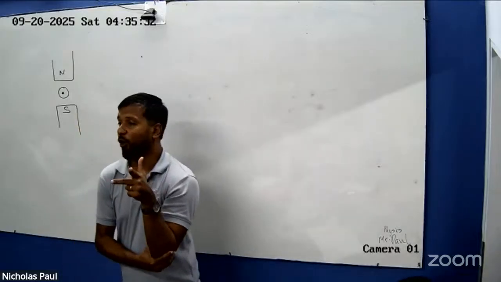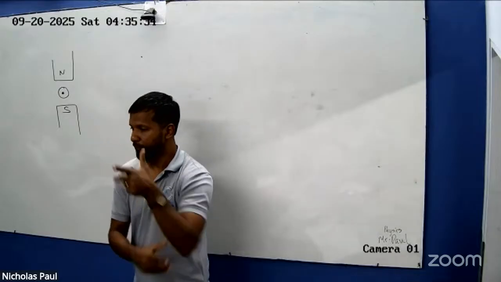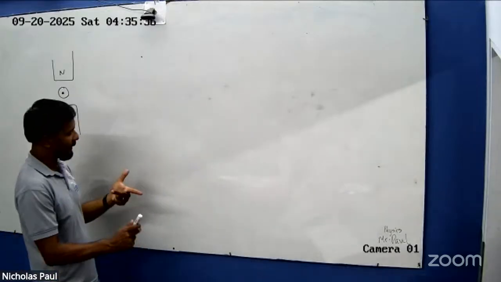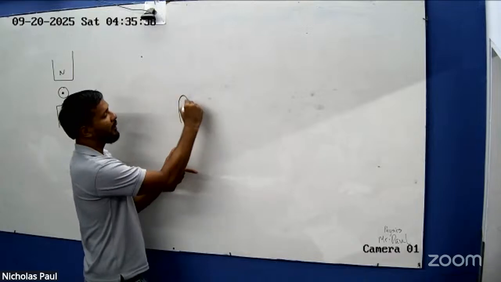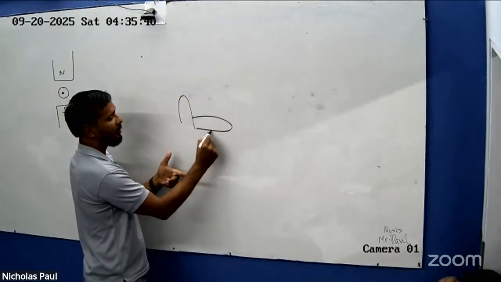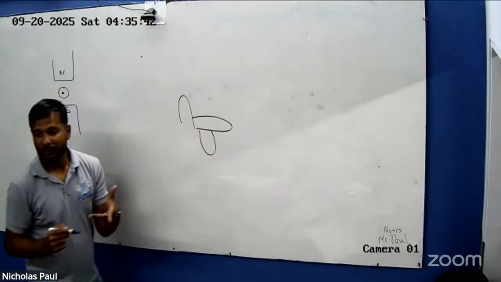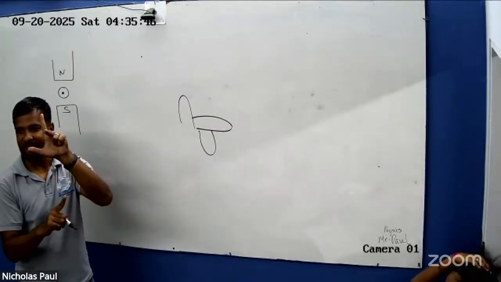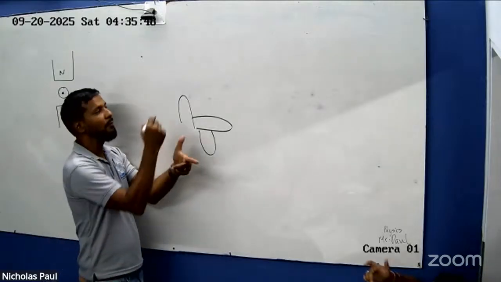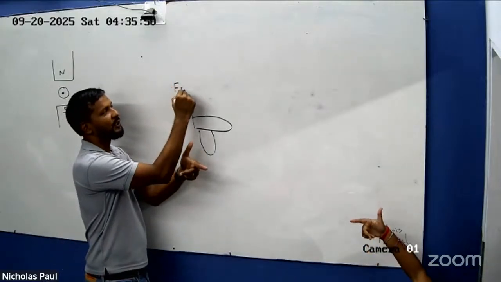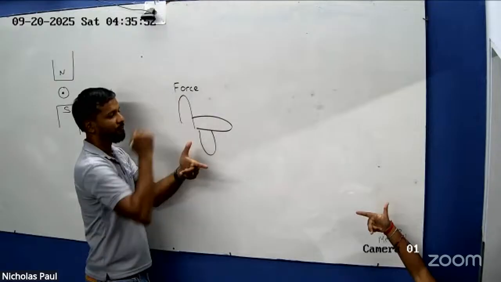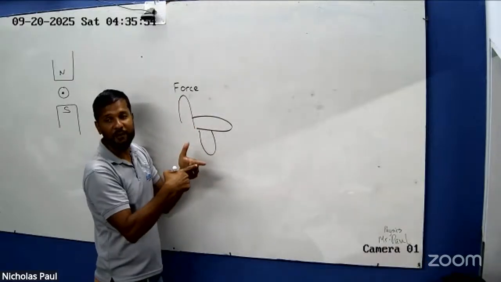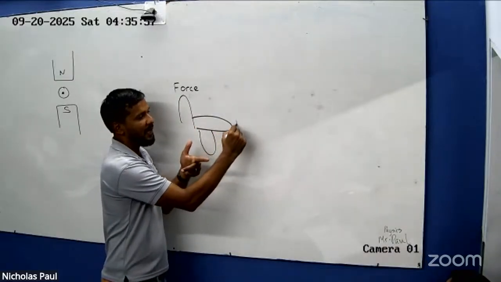Okay. So, what does this thing mean? Right, let me give you a little diagram. Thumb, first finger, middle finger. We don't need these two, just need these three. Your thumb is the direction of the force. Your first finger is the direction of the magnetic field.